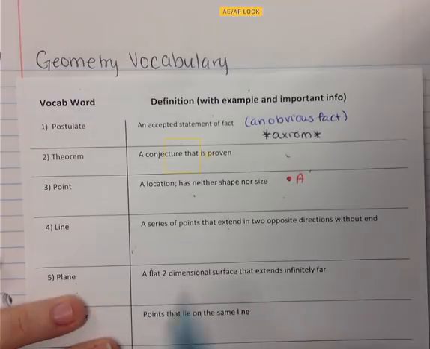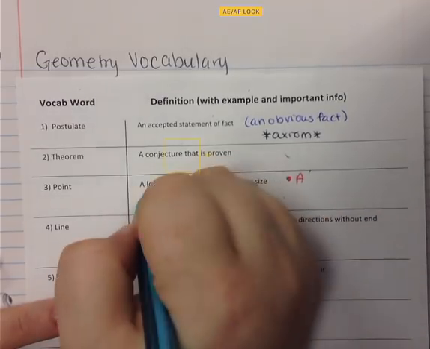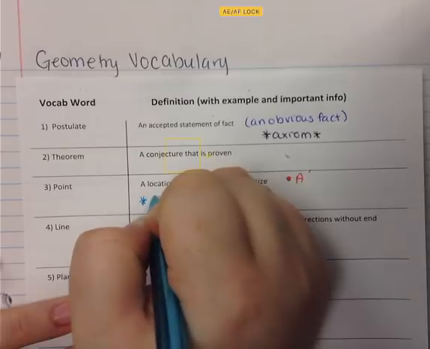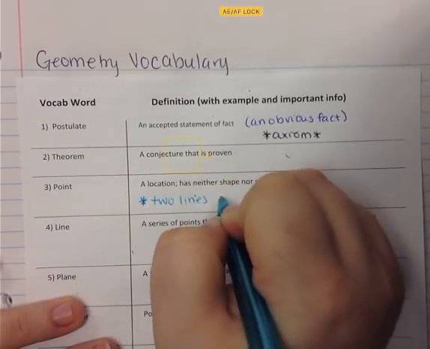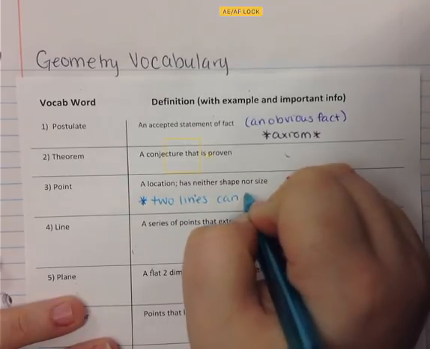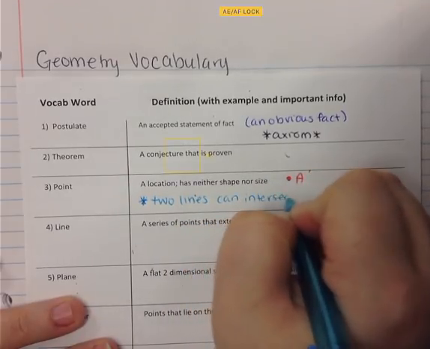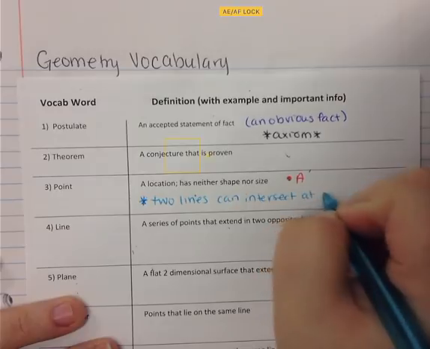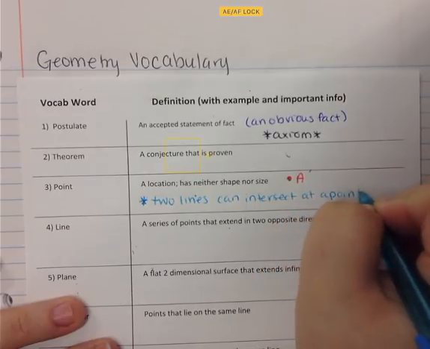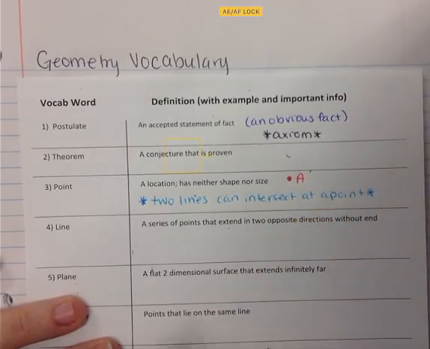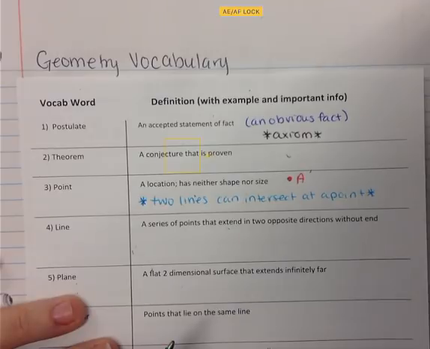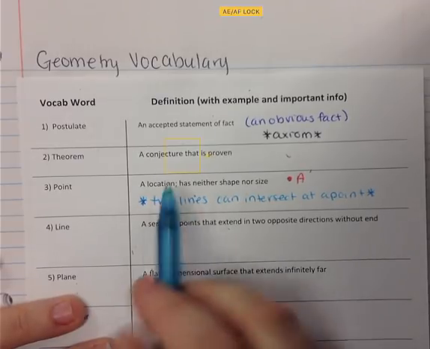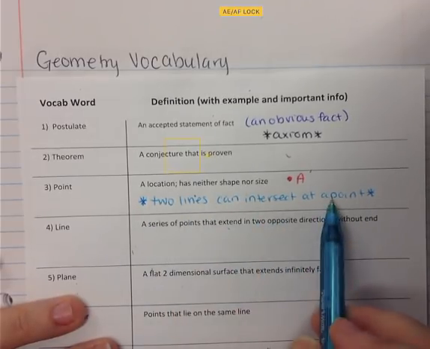Some important information about points is that two lines can intersect at a point. It says can intersect, not that they will, but they can. Lines can also intersect on top of each other. They can also never intersect. But two lines will intersect at a point.